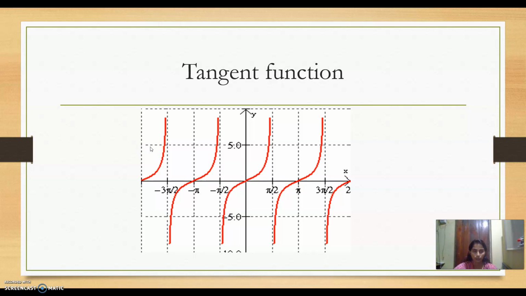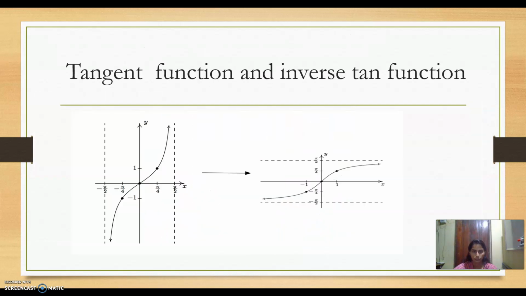Otherwise, when we draw a horizontal line parallel to the x-axis, it will meet this point, this point, this point, etc. So this is not one-to-one. So I have to restrict the domain from minus pi by 2 to pi by 2. Then it will become a one-one function. This is the restriction, and this is the tan inverse.